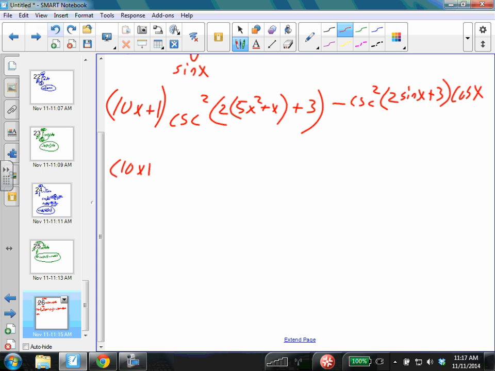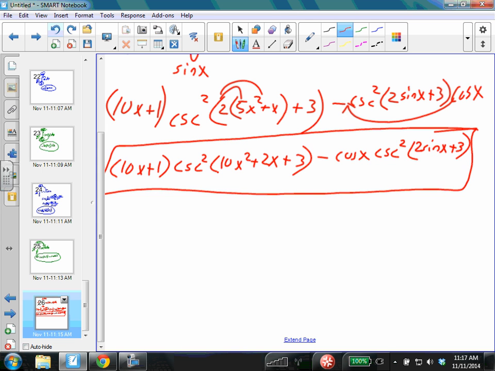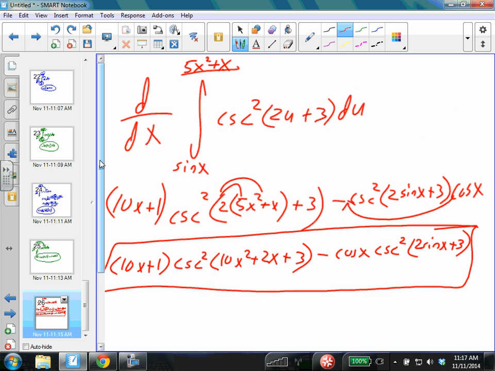This is 10x plus 1 cosecant squared of, and I'm going to distribute that 2 now, 10x squared plus 2x plus 3 minus, and I'm just going to throw that cosine to the front, cosine x times cosecant squared of 2 sine x plus 3. Okay, so is everybody okay with how I got this? Okay, this right here is the derivative of the upper bound. That's how we got the 10x plus 1. Then we take cosecant squared.